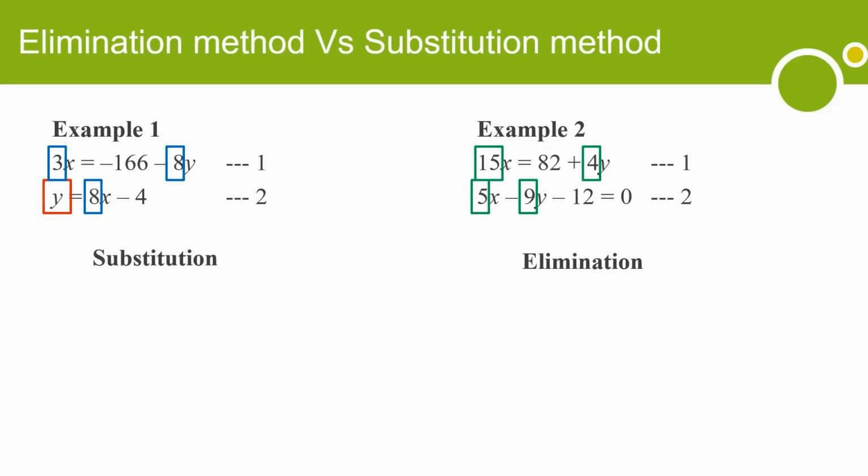So in conclusion, we use the substitution method when we see one of the coefficients is 1, and we use the elimination method when all the coefficients are not 1. But of course, both methods can be used for any case, but this is just a recommendation. When is it easier to use substitution, and when is it easier to use elimination? So that's all for this video.